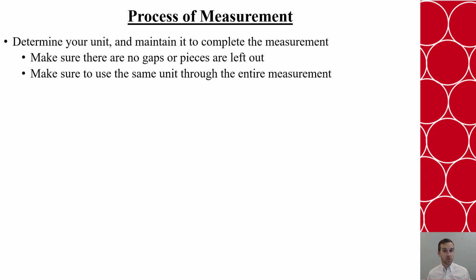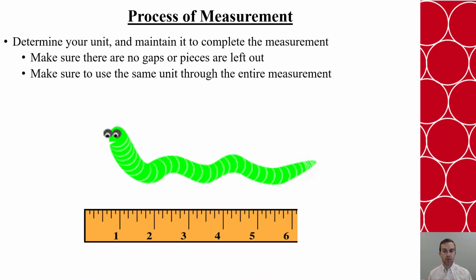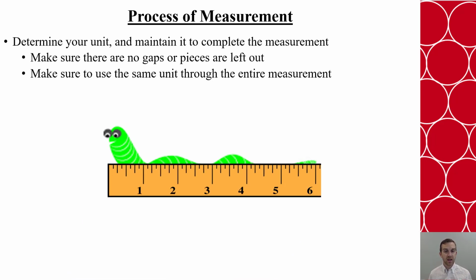Now, when we measure, we need to maintain that unit through the complete measurement. We don't want gaps or pieces left out, and every single part of that unit has to be the same throughout the measurement. Let's say we have a worm here we want to measure. One option would be to use a ruler, and here it is measured in inches, and they're even broken down to eighths of an inch. Each one of those tick marks is 1/8 of an inch to the next tick mark, so it's standard. So if I measure it, I could see from beginning to end that this worm is 6 inches long.